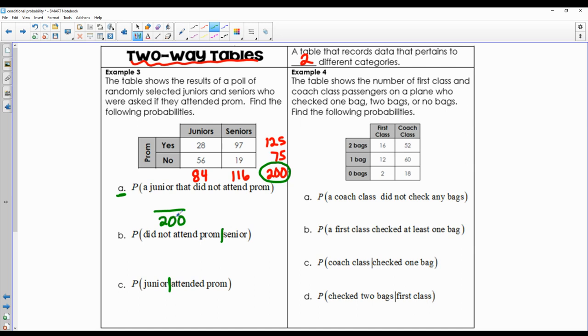All right, now your favorable outcomes, the number on top, you're looking for juniors, but more specifically, not all these juniors. You're looking at juniors that did not attend prom. So it's got to be in the junior column and say no to prom. There's 56 people right there that were juniors that did not attend prom. And then if you wanted to, you could simplify this. Let's see, they both divide by 4.